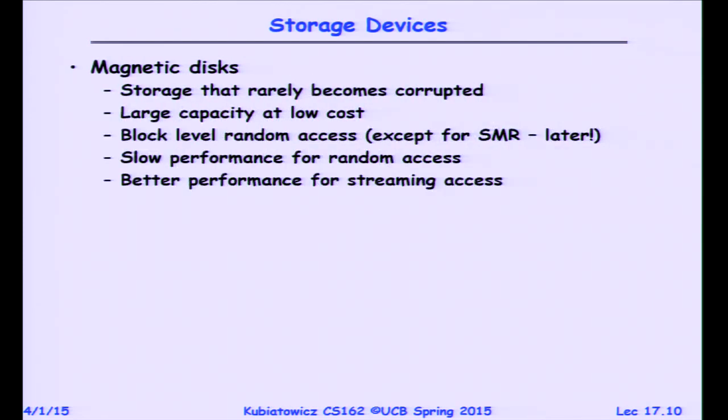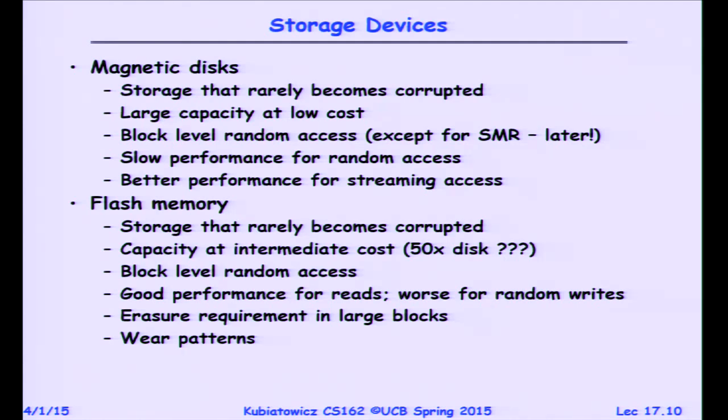Okay, so let's talk about storage devices. We have two things that you're likely to encounter a lot these days: magnetic disks and flash memory. Magnetic disks have the advantage that they rarely become corrupted, although when they do, you lose a lot of data. They offer a lot of capacity at a low cost. There's block level random access, so you can read chunks of data at a time and write chunks of data at a time, except for this shingled technique, which I'm going to talk about a little later, which is brand new and not quite so flexible. Performance is very slow, relatively speaking, for random access, which is something a file system is going to want to worry about, and much better for streaming access.